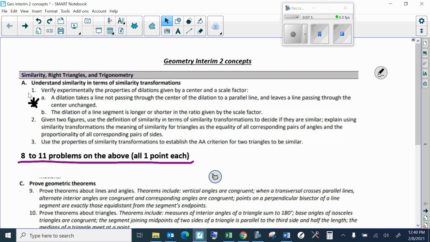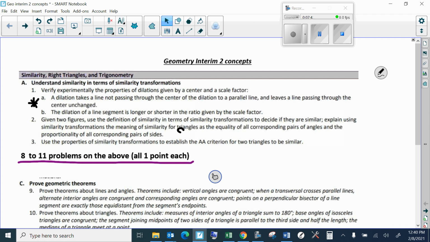Okay, I was going to say about triangles, for example. All right, number 2, given two figures, use the definition of similarity in terms of similarity transformations to decide if they are similar. Explain using similarity transformations the meaning of similarity for triangles as the equality of all corresponding pairs of angles and proportionality of all corresponding pairs of sides.